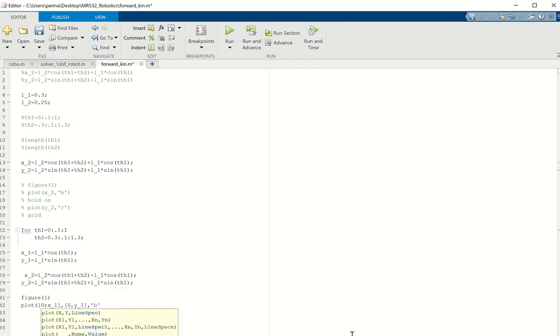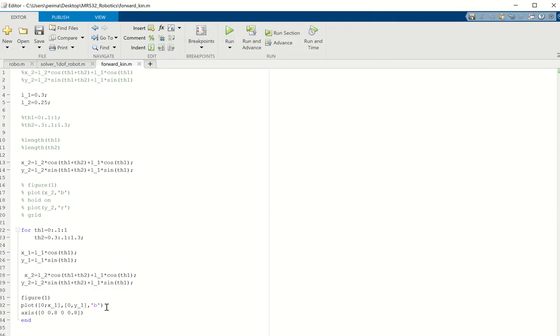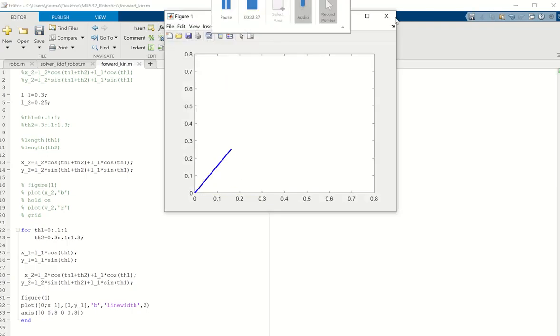Understand? I'm saying blue. And you have to make the axis clear. Axis is from 0, minimum of the x, maximum of the x, minimum of the y, maximum of the y. If I run this, let me see how it looks. See? The line is moving, guys. This is very good. And I'm going to make the line width, I don't know, 2. I want to make it more visible. Here we go. Understand?